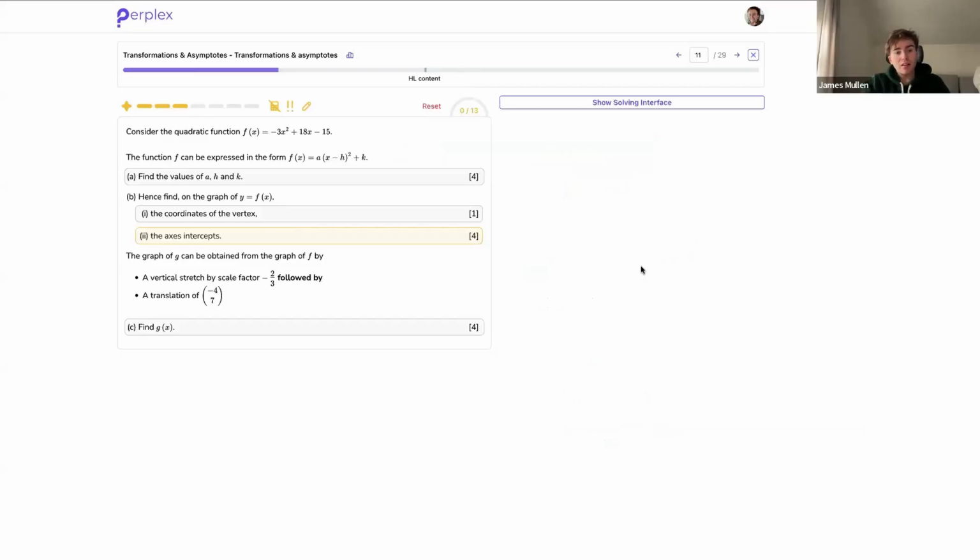So I have a description of the graph of g and how I get it from the graph of f. I'm going to do a vertical stretch by a scale factor of -2/3, followed by a translation of (-4, 7). This notation is the vector notation for the translation, and it means a horizontal translation of -4, so 4 units left, and then a vertical translation of 7 units up. So the first thing I do is a vertical scale by factor -2/3.